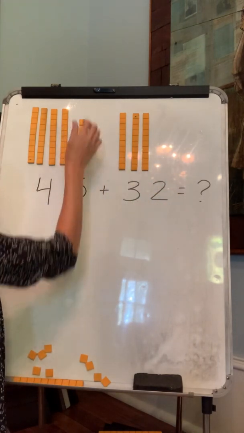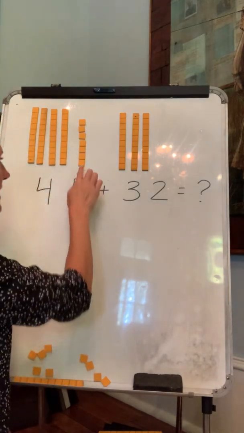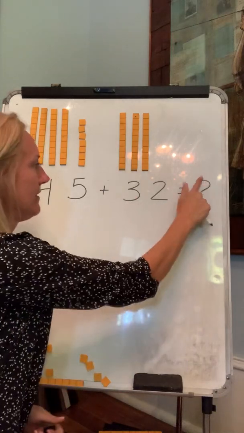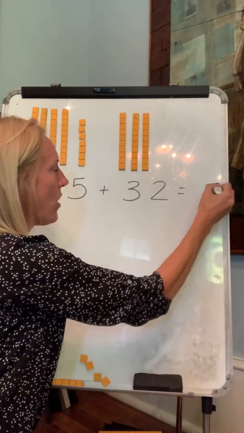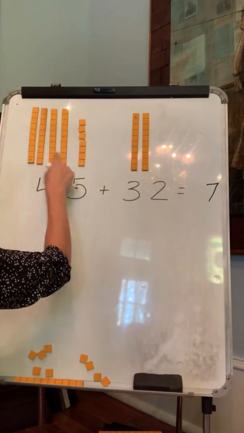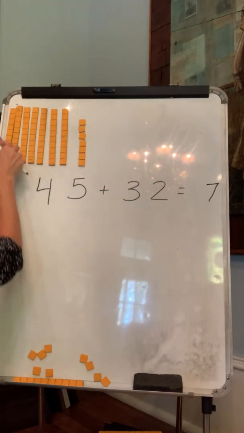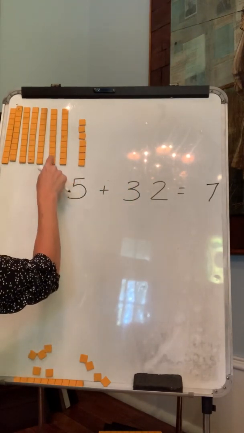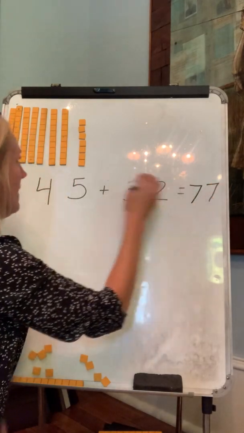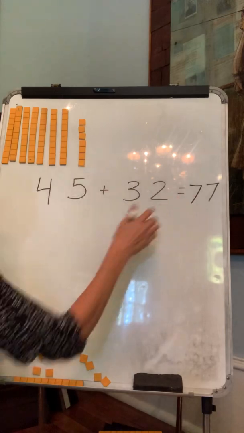1, 2. Is that enough for another 10? Nope. It's 5, 6, 7. 5 plus 2 is 7 ones. And then let's put our tens together. We have 4, 1, 2, and 3 more. 4 plus 3 is 1, 2, 3, 4, 5, 6, 7 tens. So now our number all together is 77.